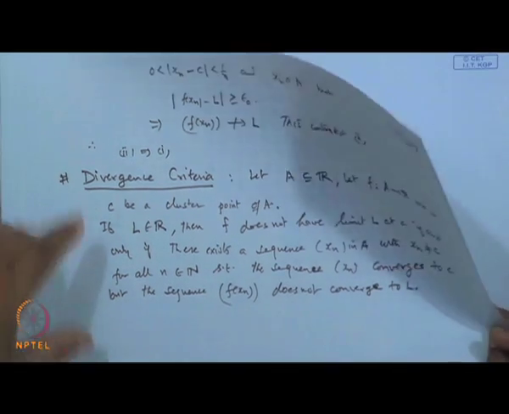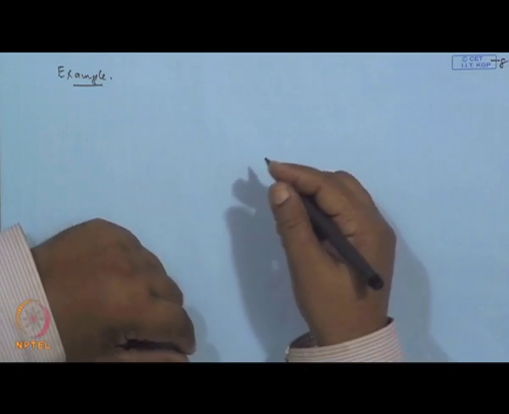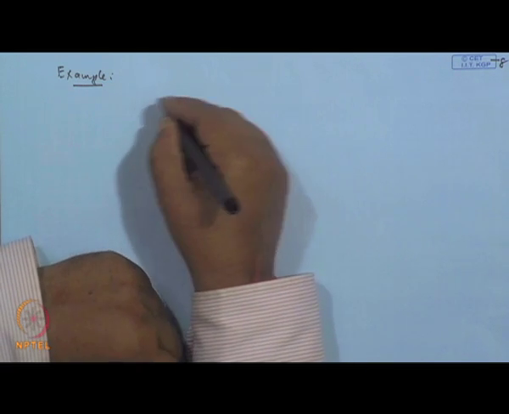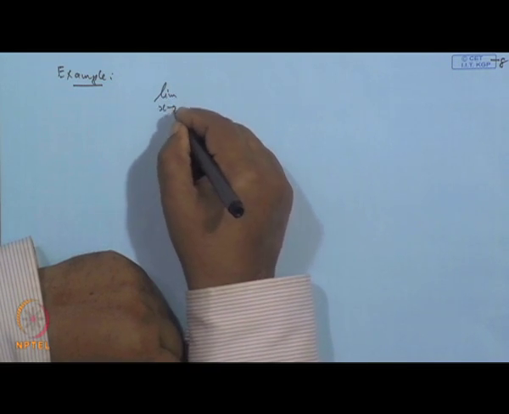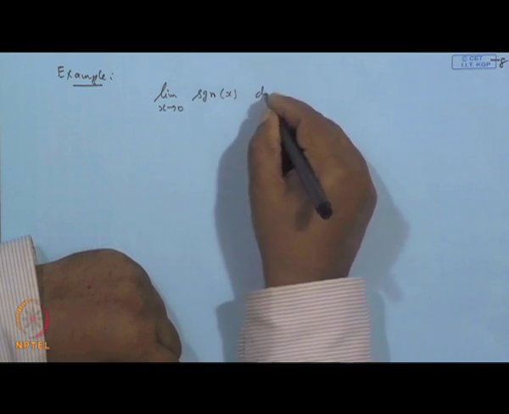Now, let us see a few examples where the limit of the function does not exist, which are very interesting examples and used very frequently in further study. So, first is the limit of signum of x as x tends to 0, which does not exist.